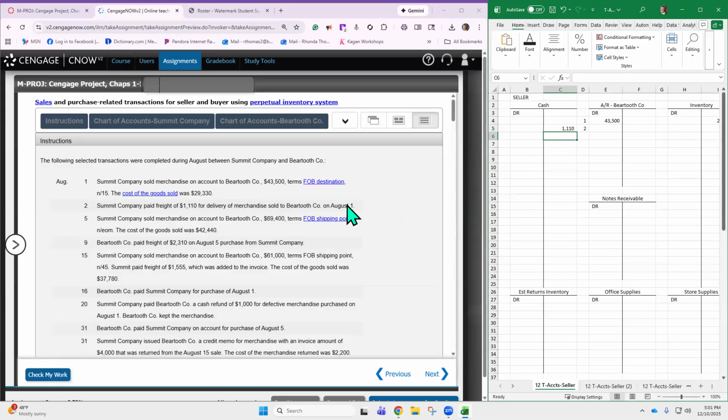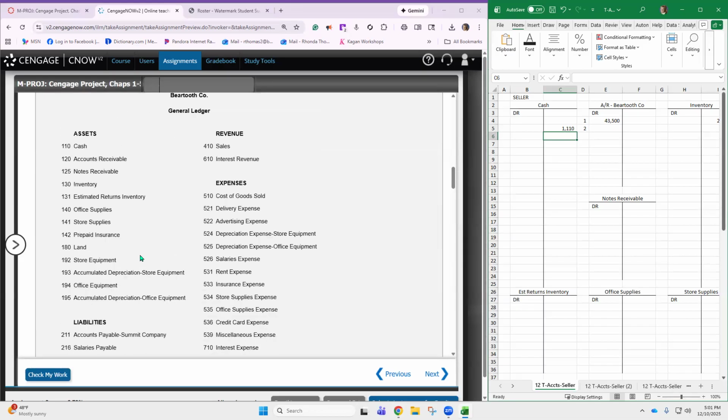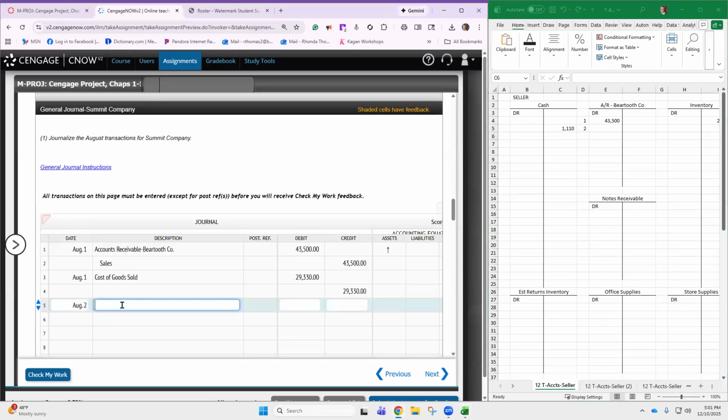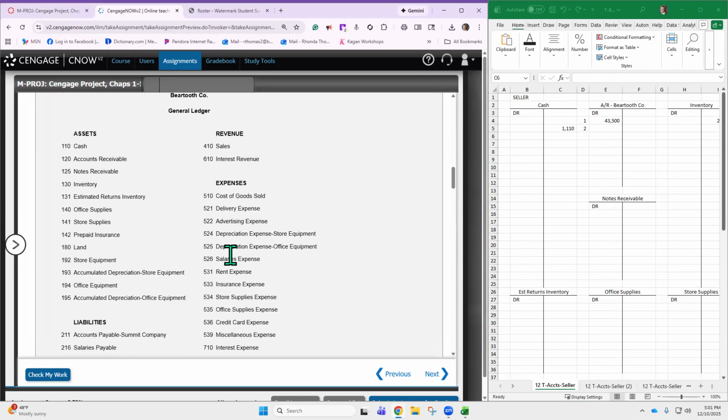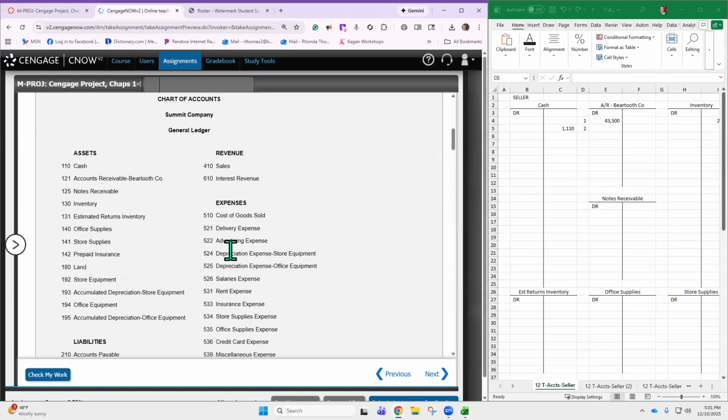So let's go ahead now and put in this payment. We've got August 2nd already listed, so we're going to put delivery expense from the seller, right? And it was $1,110. So you might need to look at what yours is. And we paid cash. And there is August 2nd. So these two had to do with the seller. Okay? These two had to do with the seller.